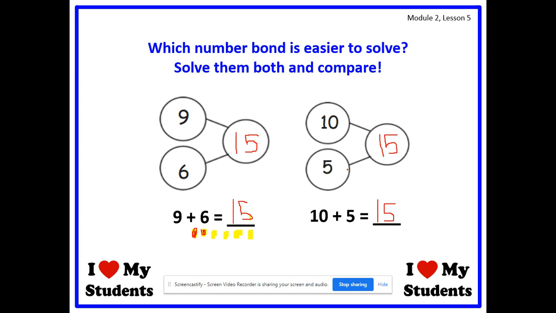So both number bonds have the same total, but when one part is 10, our solution came to us faster, right? So that is why for some problems, we use the make 10 strategy so we can get to 10 and we could solve more efficiently.